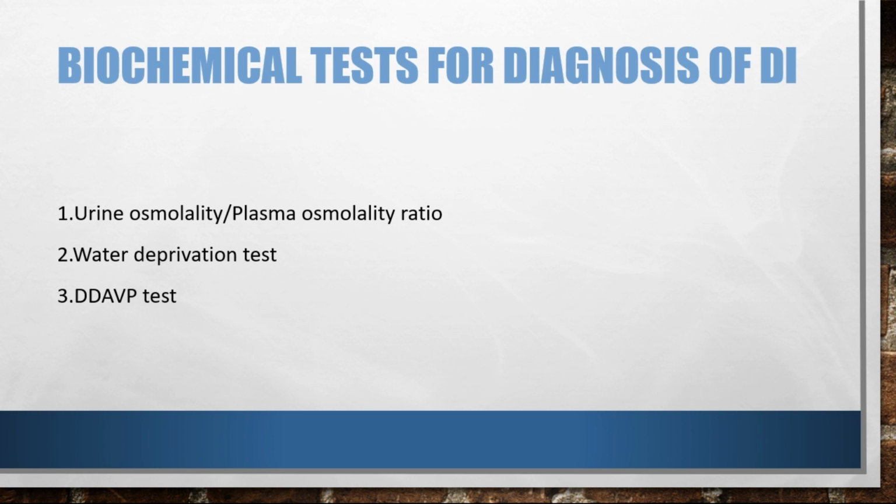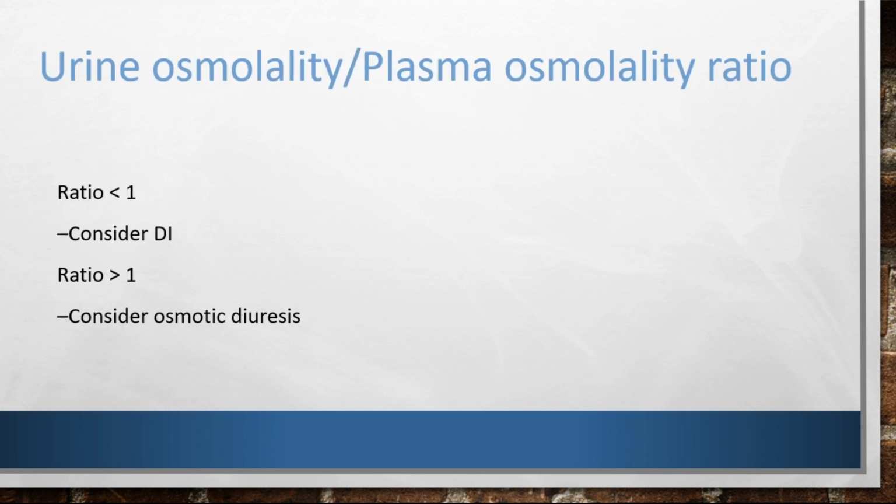The biochemical tests that can be done for the diagnosis of diabetes insipidus are urine osmolality upon plasma osmolality, water deprivation test, and the DDAVP test. The ratio of urine osmolality and plasma osmolality: normally, urine osmolality and plasma osmolality have the same values, that is around 300 milliosmol per kg. So the ratio is 1. But if the ratio is less than 1, then we can consider it as diabetes insipidus, where the urine osmolality is less than that of plasma osmolality. But if the ratio is more than 1, then we can consider it as osmotic diuresis, where the plasma osmolality is less than urine osmolality.